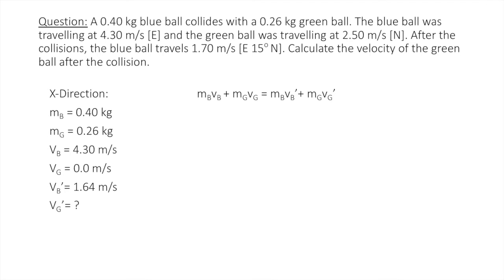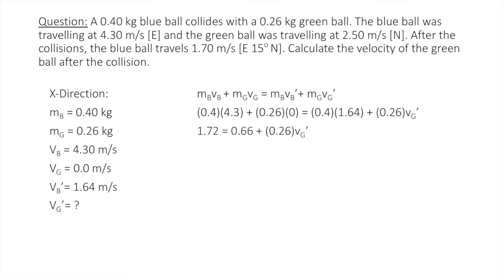After you have set up your equation, just plug in the variables that were given to you in the question, and rearrange for Vg prime, as shown here. Your final answer should be Vg prime is equal to 4.08 meters per second east.